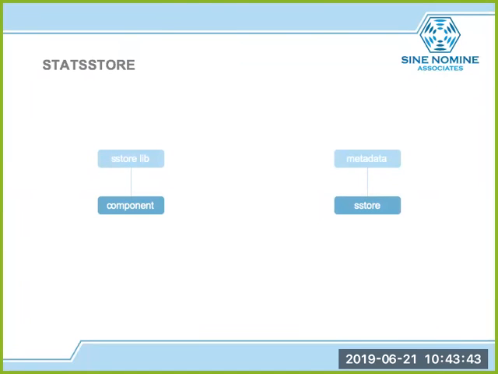So yeah, here I have my component, my application, using the StatsStore library. And we have on the other side, StatsStore with the metadata file provided by my application, which is a JSON file. So my application is going to have to call a function from the StatsStore library to allocate memory for the stats. And of course, this library is gonna make sure that this memory is actually a shared memory between my application and StatsStore. And StatsStore, on the other hand, is gonna use that metadata file to get stats from the shared memory.